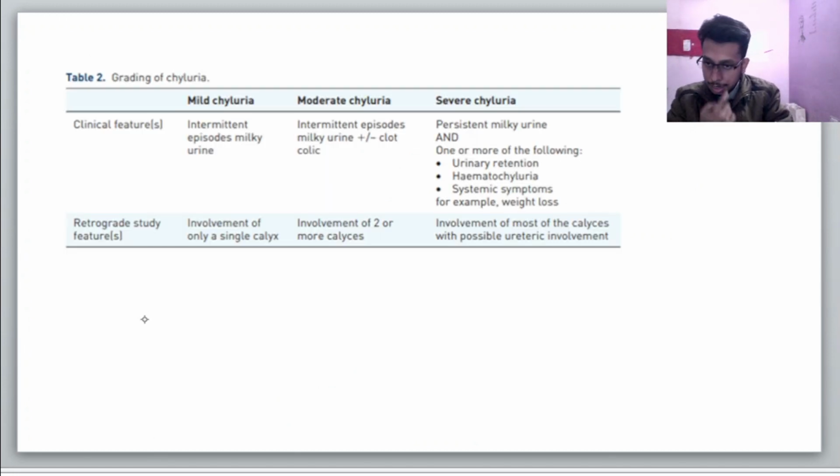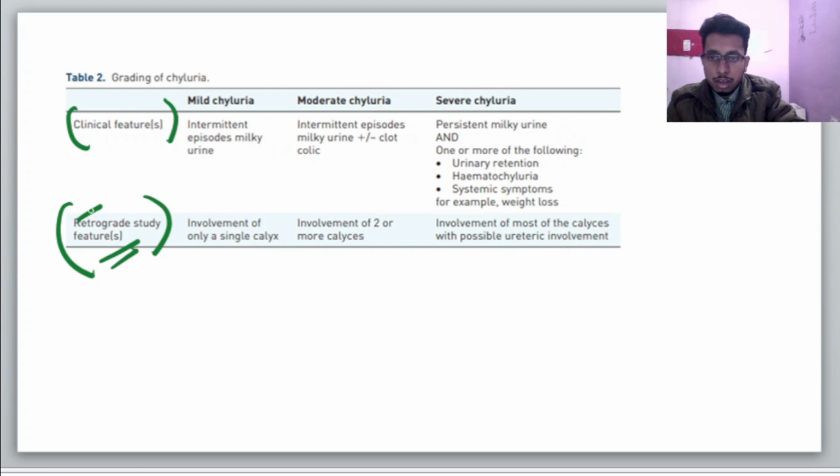Now coming to the grading of the Chyluria, there is no hard and fast rule to grade. Different authors have mentioned different methods to grade. The age-old method of grading is based on clinical feature as well as retrograde study in the radiology, and it is divided into mild, moderate, and severe. Mild Chyluria is said when there is intermittent episode of milky urine. Moderate is intermittent episode of milky urine along with clot colic symptom. Clot colic is intermittent flank pain during urination.